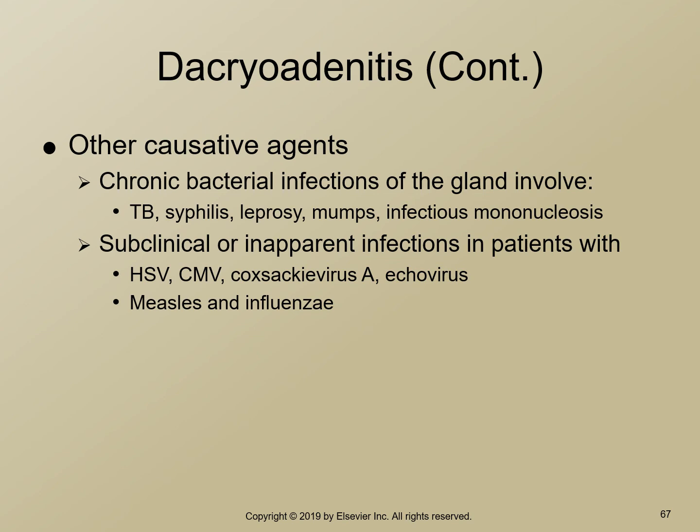Mumps and infectious mononucleosis are the common viral infections associated with the lacrimal gland. Subclinical or inapparent infections have occurred in patients with herpes simplex virus, varicella zoster virus, CMV, Coxsackie virus A, and echovirus. Other viruses have also been implicated in lacrimal gland infections, and these include measles and influenza viruses.